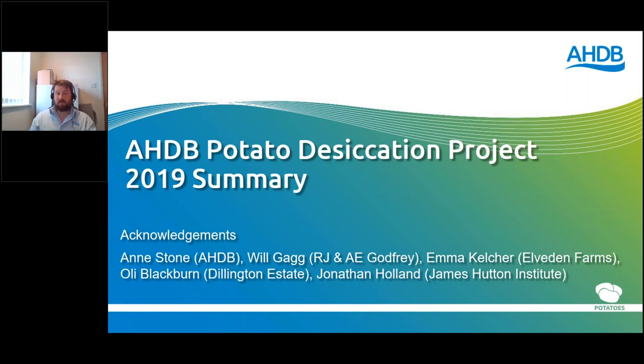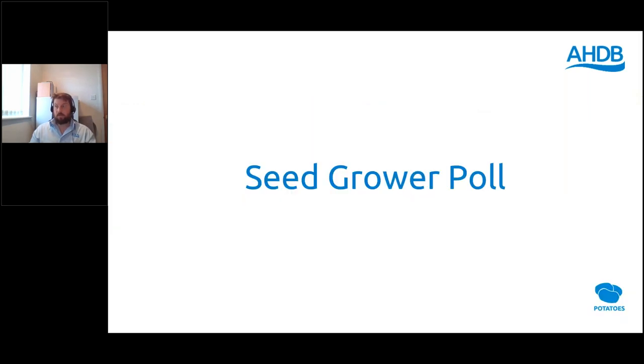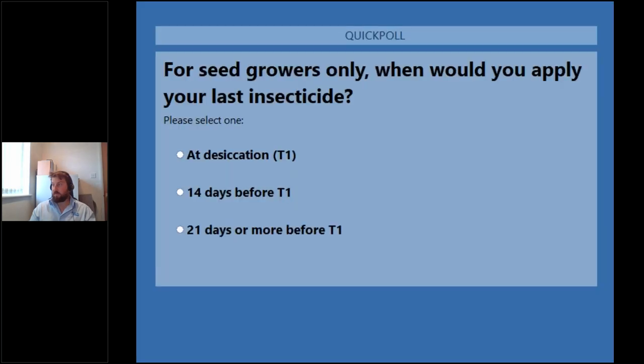Now we're going to move on to more of a focus on the seed side of things. So before I hand over to Eric, let's just start things off with another poll. But this is specifically aimed at seed growers. So if I ask Christian if you could possibly go again. For seed growers only, when would you apply your last insecticide? Would it be at desiccation, so T1, 14 days before T1, or 21 days before T1?